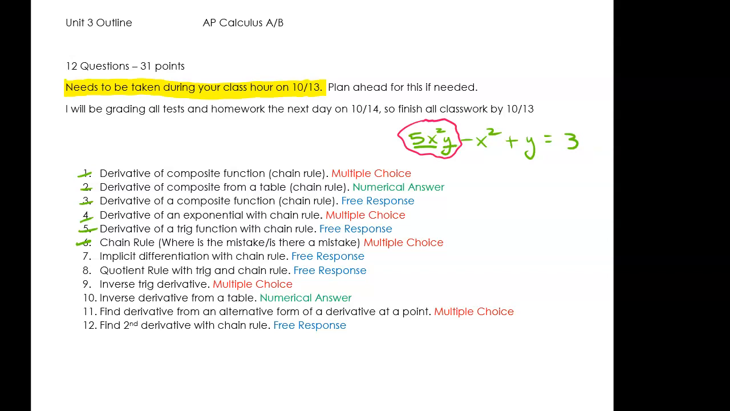And so you're going to do product rule on this. f, f prime, g, g prime. f would be 5x squared, g would be y. Derivative of 5x squared is 10x, derivative of y is dy dx. And then you're going to start putting those things in, minus the derivative of y squared, plus the derivative of y, equals the derivative of 3.